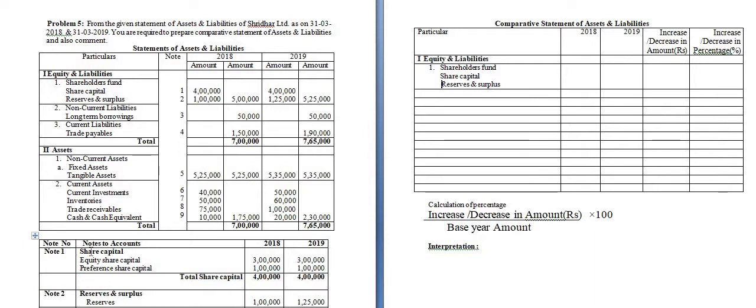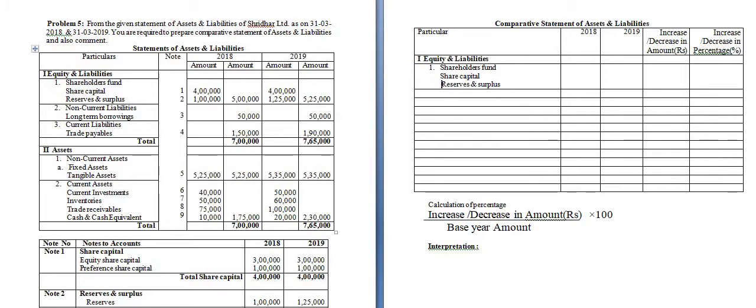Note number 1, share capital, in that we have equity share capital rupees 3 lakh for the year 2018 and for the year 2019 also it is same. 3 lakh. Preference share capital 1 lakh for the year 2018 and 1 lakh for the year 2019, which means that there is no any new issue of share capital in the year 2019.